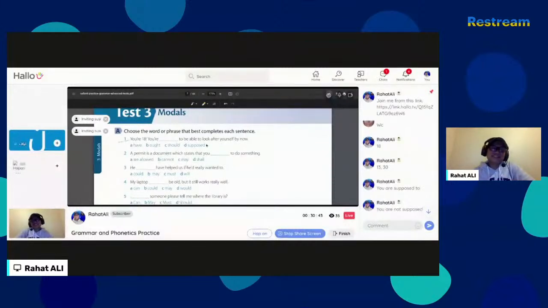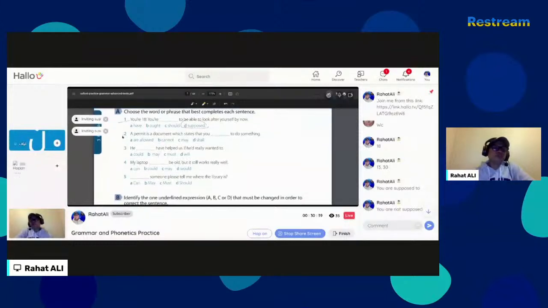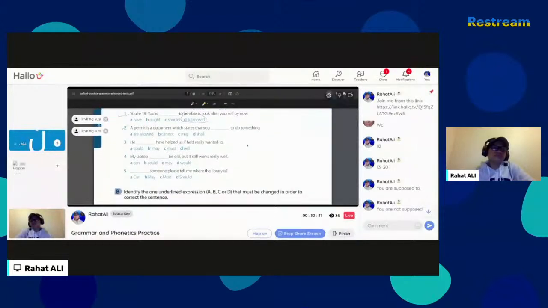So D is the correct answer. You're supposed to be able to. Very good. Number two. A permit is a document which states that you to do some things. States, which states that.